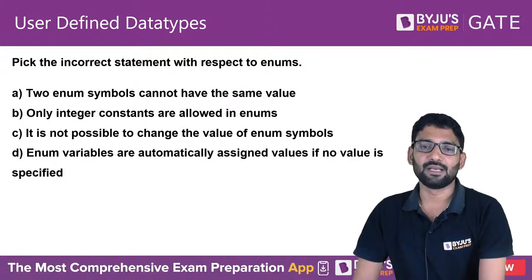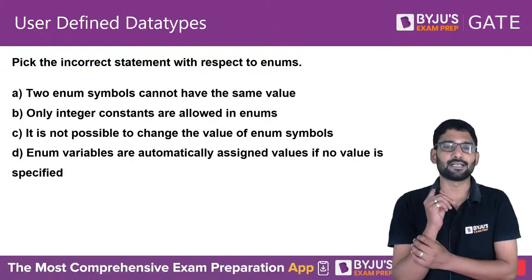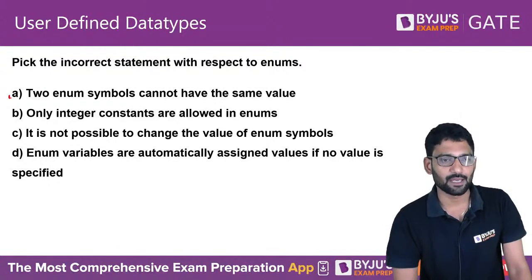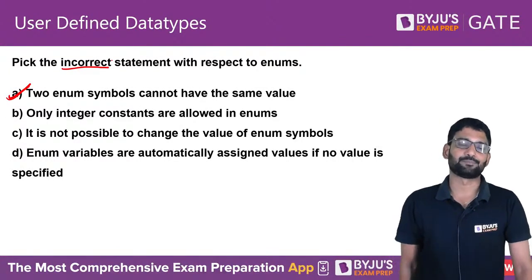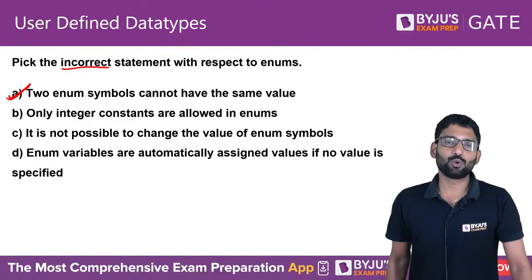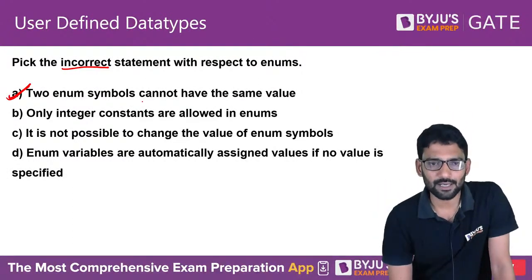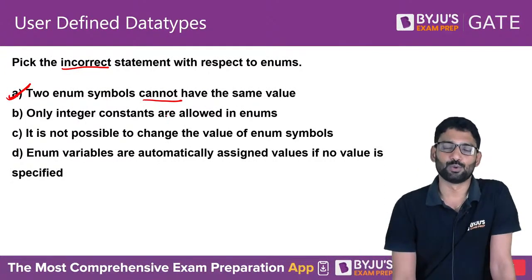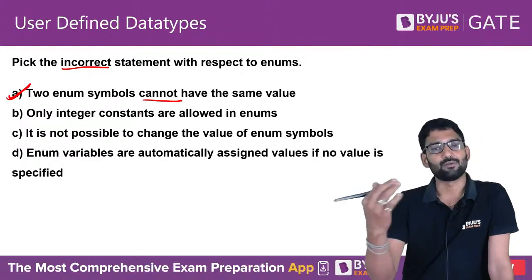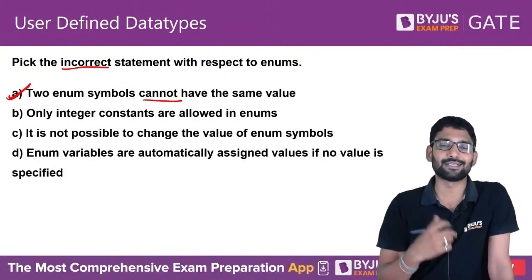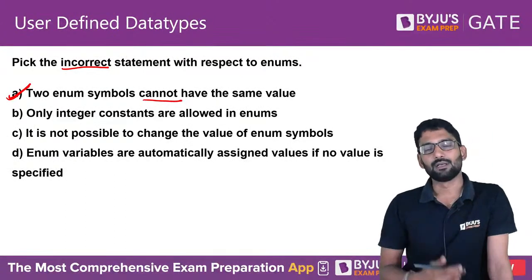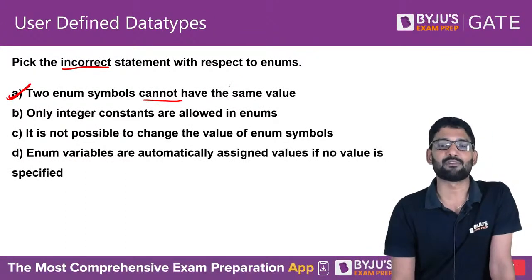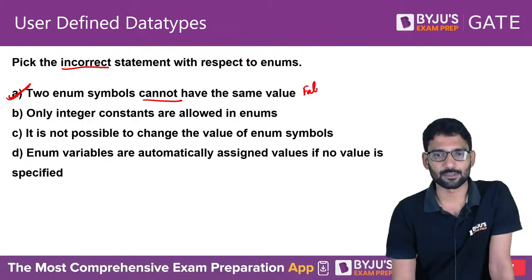Let me tell you, the right answer is option A. We want the incorrect statement. Two enum symbols cannot have the same value. No, I have shown you. Exam, passed 1, failed 0, awaited 0. Failed and awaited have the same value. So yes, two enum symbols can have the same value, hence this is false.